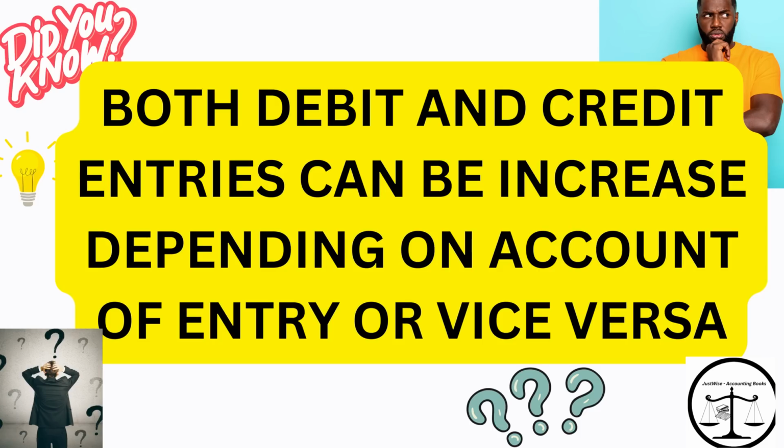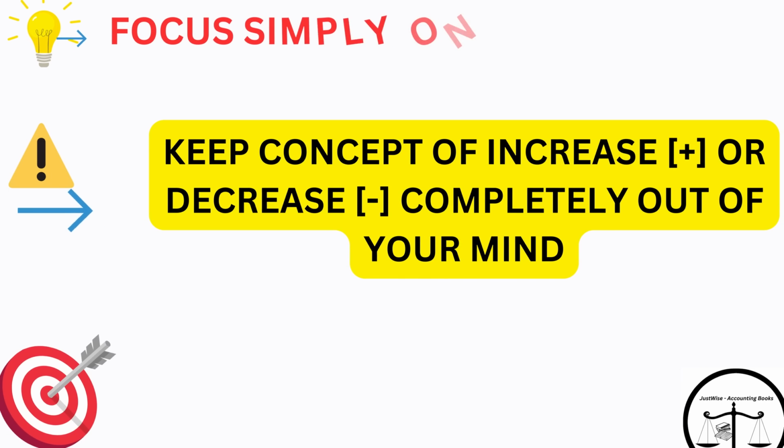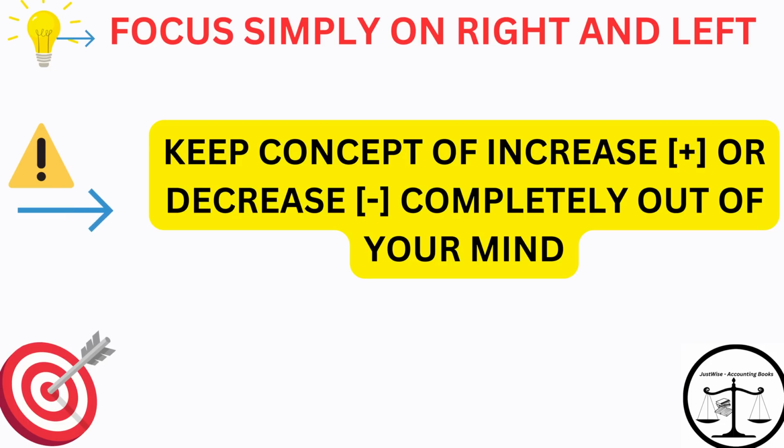Just a side tip, both debit and credit entries can mean increase and decrease in accounting. So in other words, increase does not belong just to debit or credit, and the same with decrease. So please try to take the concept of increase and decrease completely out of your mind and simply focus on the right and left sides of the column.